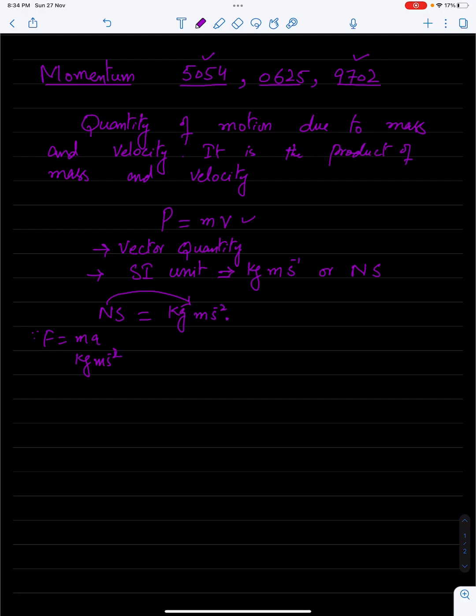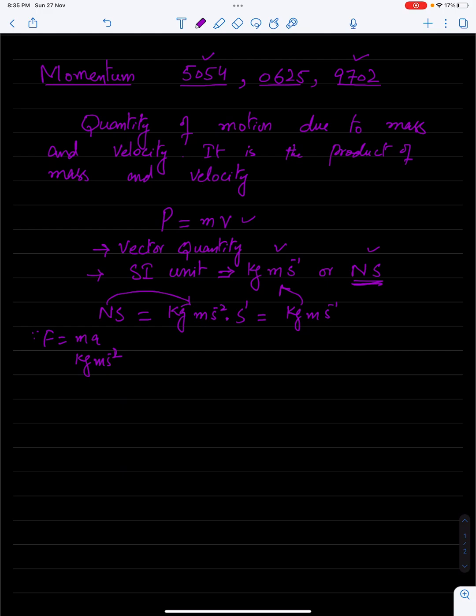Times second means multiplied by second. Now since the power of s is 1 only, as a result it becomes kg meter and s power minus 1. So this unit is the same as the basic unit of momentum. That's why we can say that the unit of momentum is kg meter per second or Newton second as well. There is another significance of this unit, Newton second, which we will discuss later.